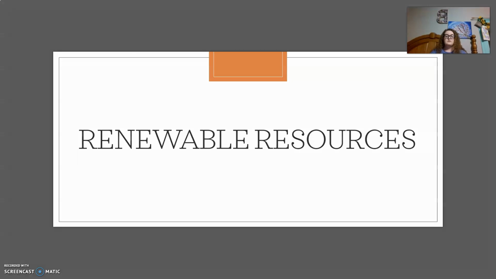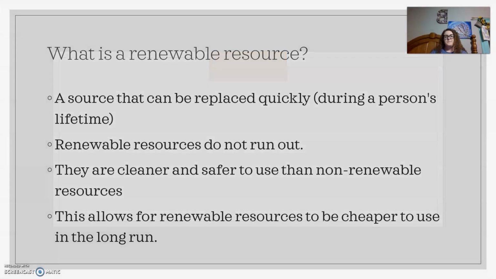Renewable resources. What is a renewable resource? It is a source that can be replaced quickly, which means during a person's lifetime. Renewable resources do not run out. They are cleaner and safer to use than non-renewable resources, and this allows for them to be cheaper to use in the long run.